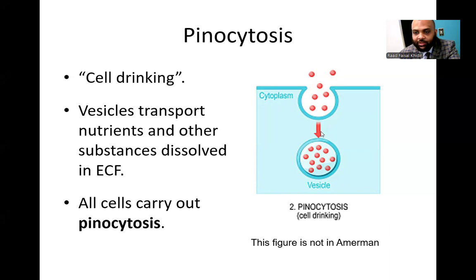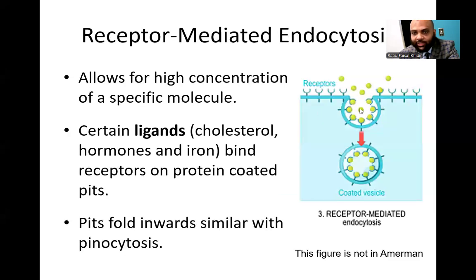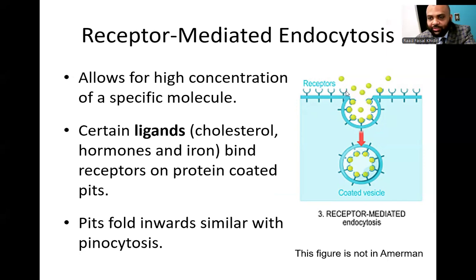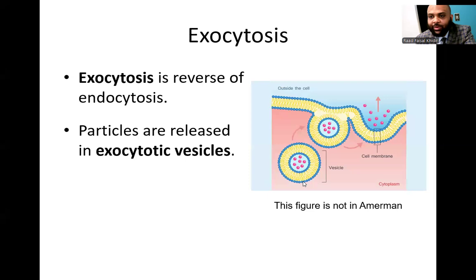And this is pinocytosis, when we bring in cellular material. There's also receptor-mediated endocytosis, and that is a clathrin-coated pit. You can bind a ligand. You see these receptors, you bind to them, then they internalize until they make a coated vesicle. In exocytosis, it's the opposite. We make a vesicle that now fuses with the membrane, and then they exocytose. Exo is exit to the outside of the cell. It is the reverse of endocytosis, and particles are released in exocytotic vesicles.